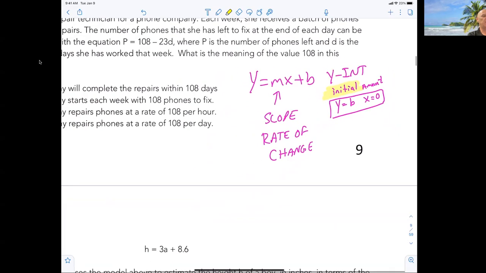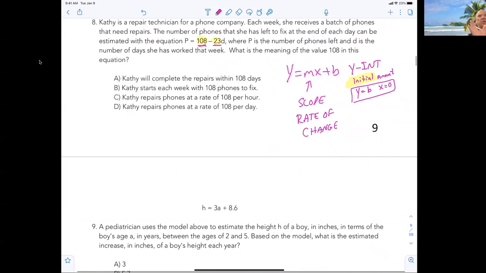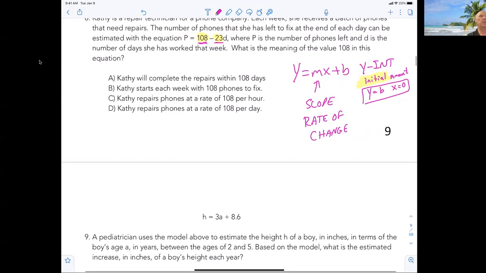So now that you see that, they tried to trick you here by putting the 108 before the 23. The 23 represents the slope. Is everybody with me on that? And the 108 is the y-intercept. So now that we spoke about that, which one of those represents the y-intercept? Because that's what they're asking about. 108 is the y-intercept. Tell me, sir. What do you think? I think it's B. B, it is absolutely B.